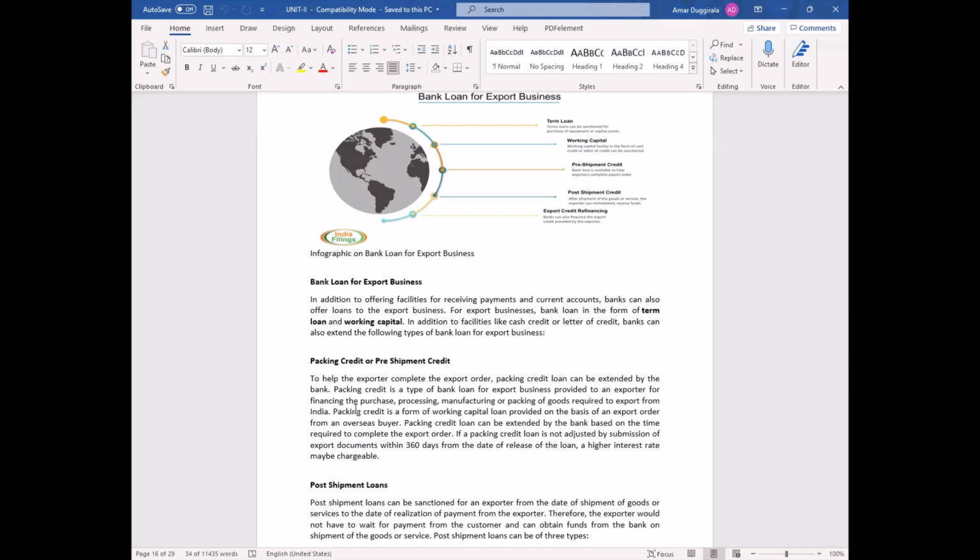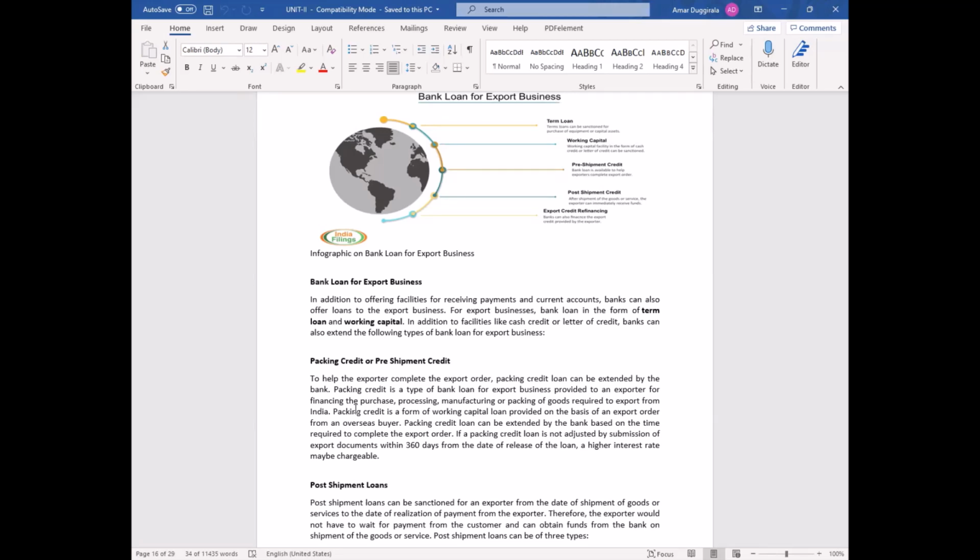Similarly, post-shipment loans. So post-shipment loans are sanctioned for an exporter from the date of shipment of goods to the date of realization of payments. Now, in the scenario of exports, it's slightly a different kind of scenario. You receive an advance from the importer when you are an exporter in India. You start making products and services. When you start producing and manufacturing products and services, at that time also you may need some kind of working capital loan to be able to manage the entire order.